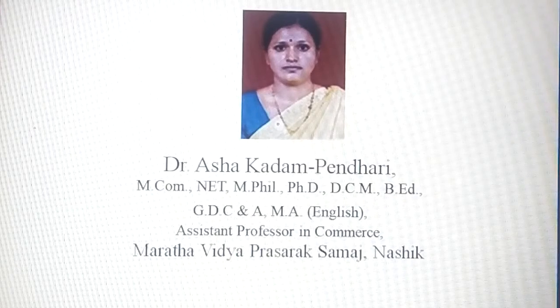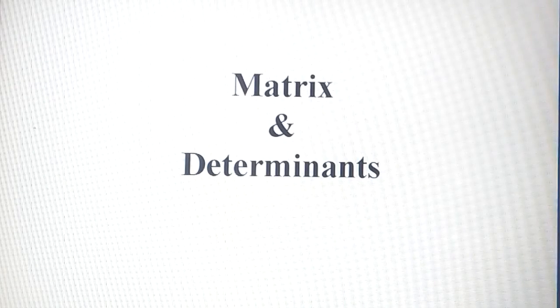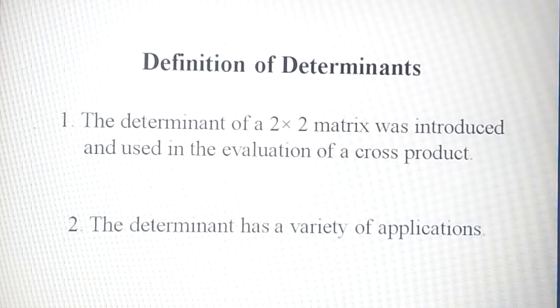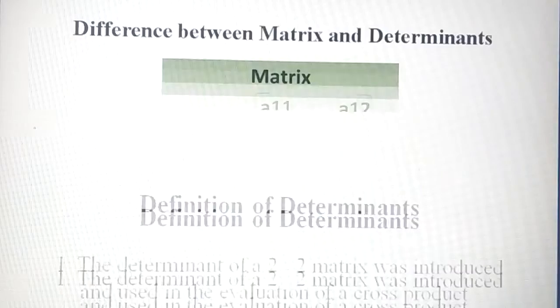Friends, today we are going to continue our last topic, matrix and determinants. Determinants play an important role in finding the inverse of a matrix and also in solving systems of linear equations. Definition of determinants. The determinant of a 2 by 2 matrix was introduced and used in the evaluation of a cross product. The determinant has a variety of applications.